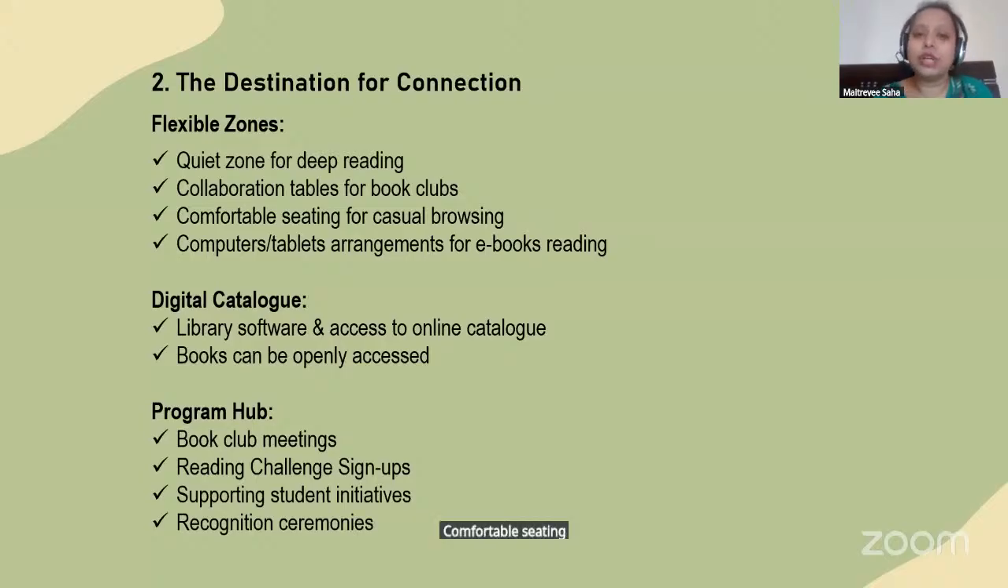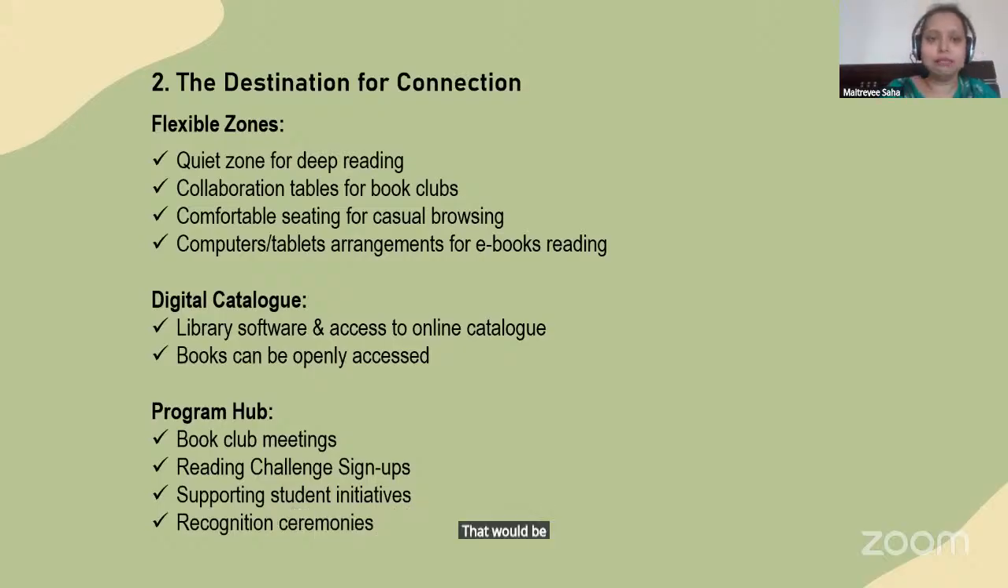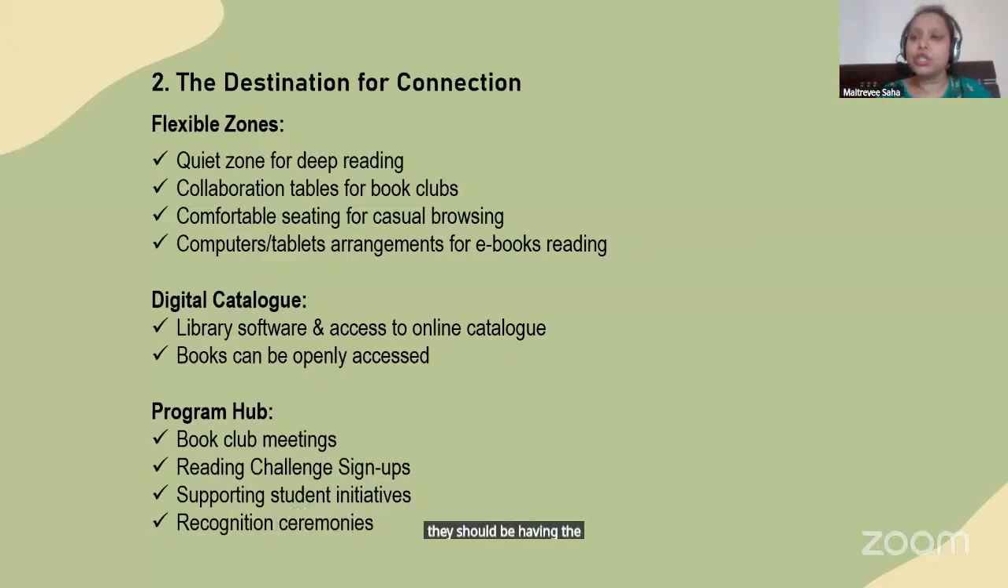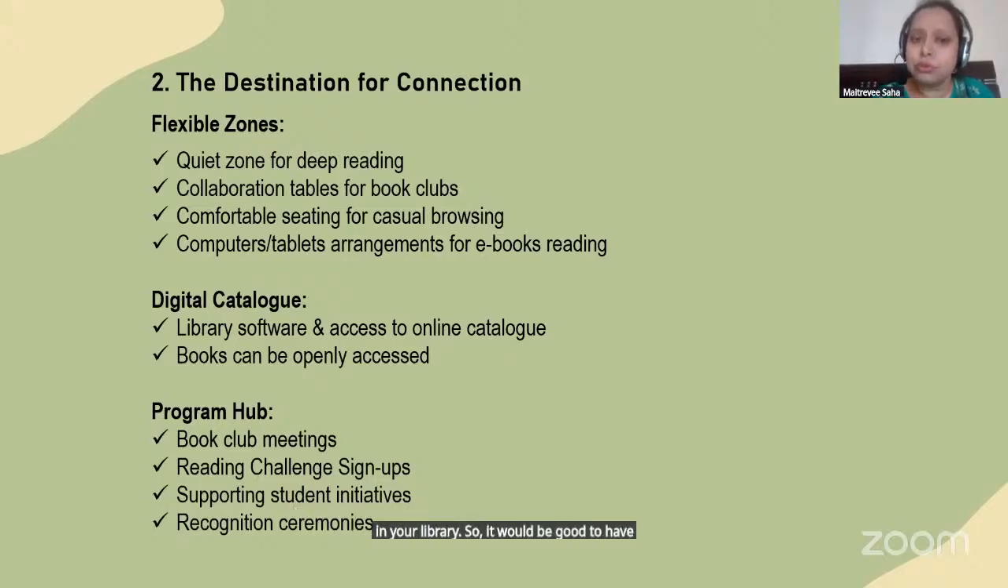Comfortable seating for casual browsing. Sometimes they just want to go through and read a few pages. So if we can make provision for them, that would be good. Tablets, computers, if possible, in the library. For the ebook platform, I have mentioned that students should be able to read the books anytime. But in case a child wants to read sitting in the library, or you yourself want to do a session with the ebooks available in your library, it would be good to have a few gadgets in the library that will help them.